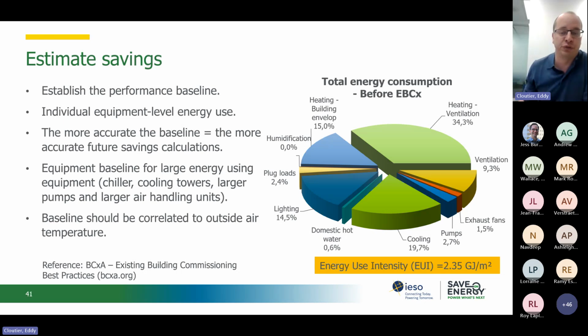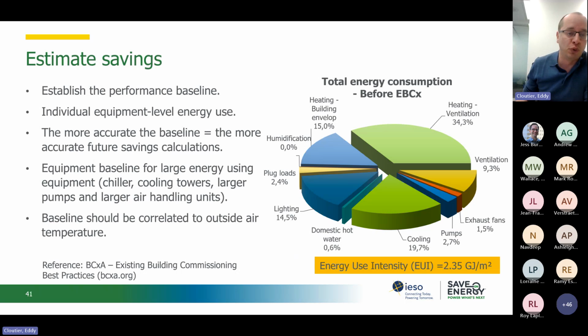Similar to any energy audit, the first good practice when doing energy saving calculation is to establish a good energy baseline. So what is a good energy baseline? It's the exercise of distributing energy consumption by consumption item, such as heating, cooling, ventilation, lighting, domestic hot water, and so on.